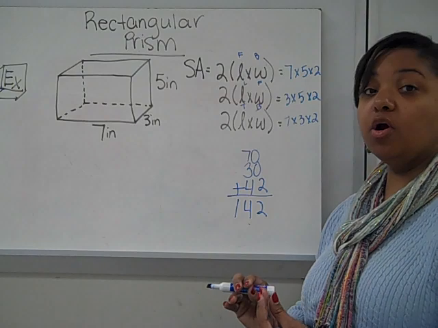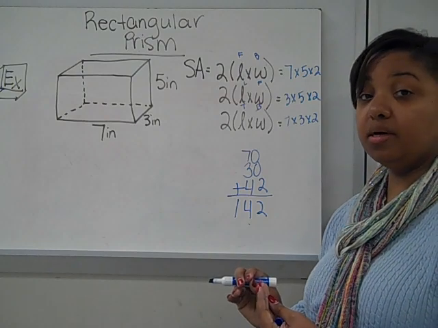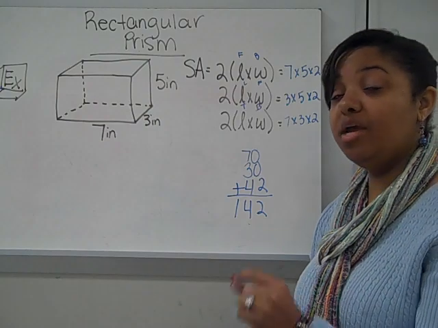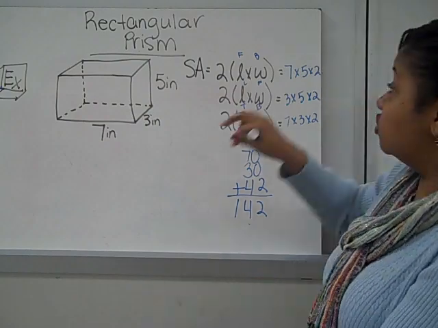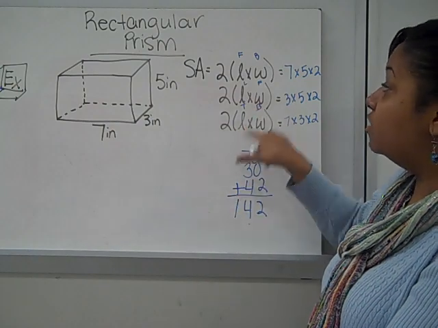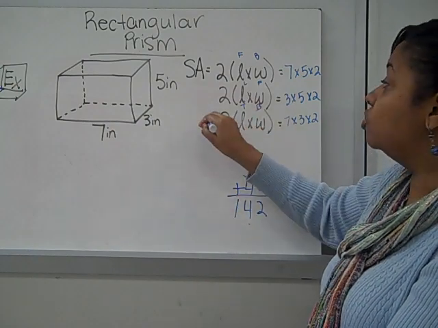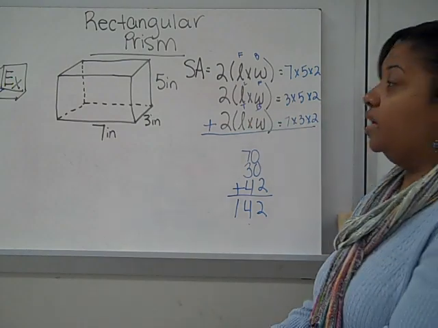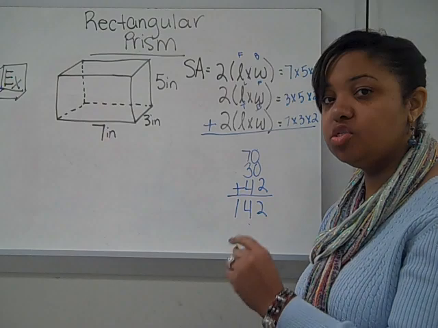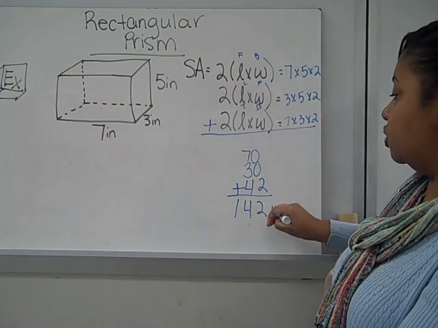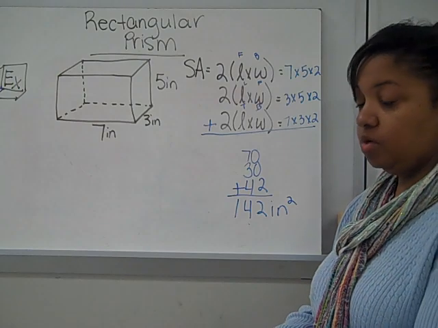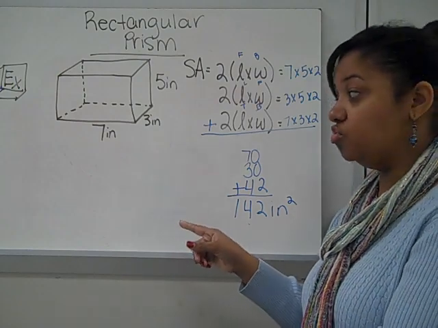Now, as far as your units, this is area. Remember, area is always squared. Because remember, you're just multiplying length times width, then you're adding length times width, then you're adding length times width. All you're doing is adding. So it's not a cubed like volume. It's area, so it is squared. So your answer is 142 inches squared. We're going to practice more of these in the classroom.